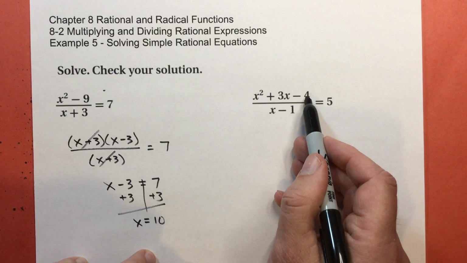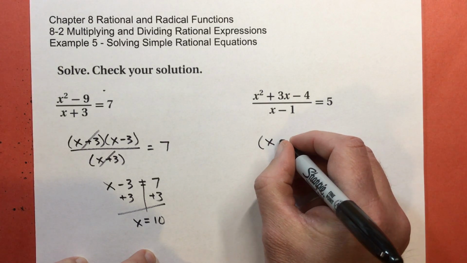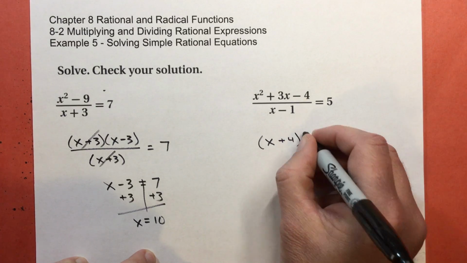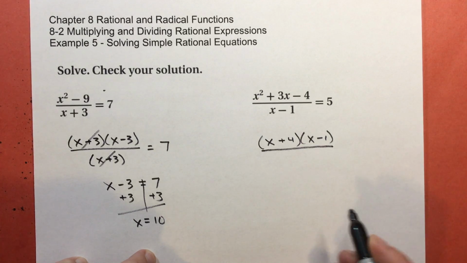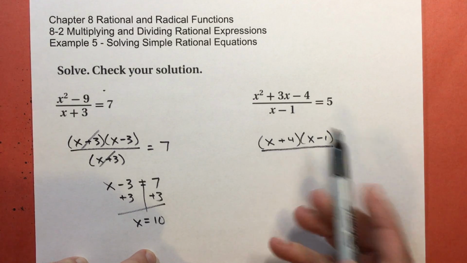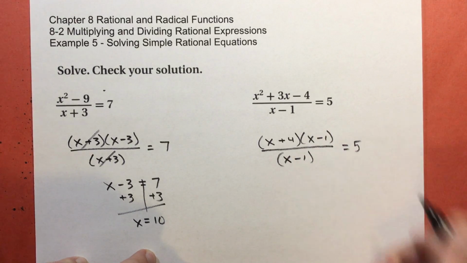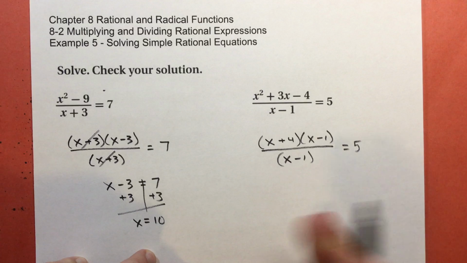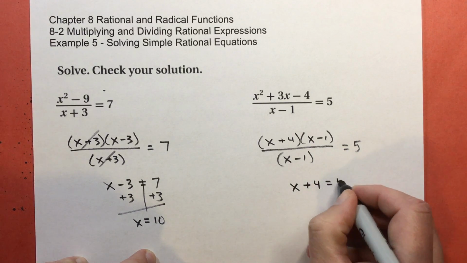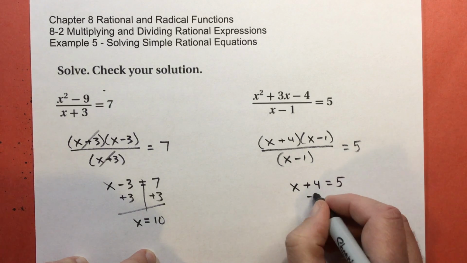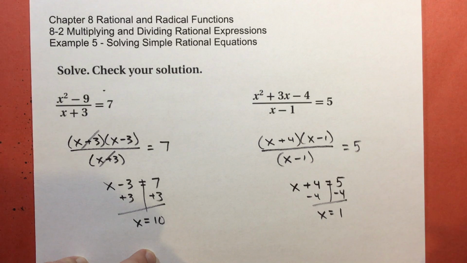What two numbers multiply to give negative 4, add to give positive 3. That's going to be x plus 4 times x subtract 1. By the way, if you're having a hard time factoring, chances are that's going to be one of the factors. The x subtract 1s are going to reduce, cancel. I get x plus 4 equals 5. And subtract 4 from both sides, I get x equals 1.